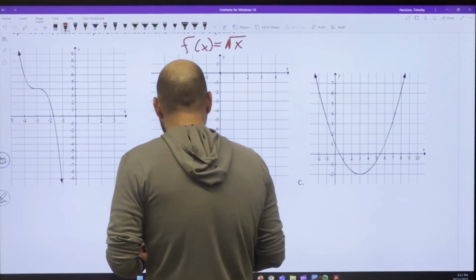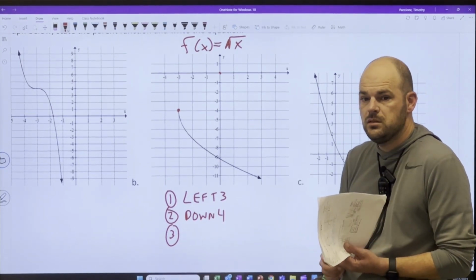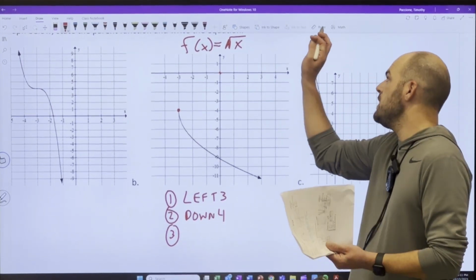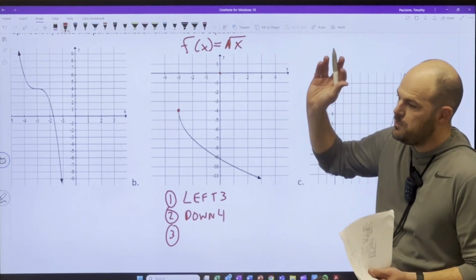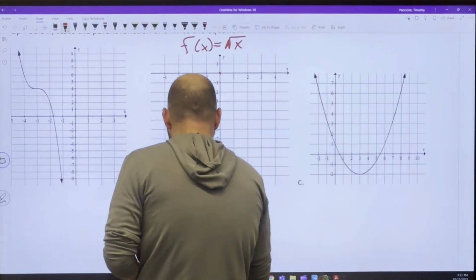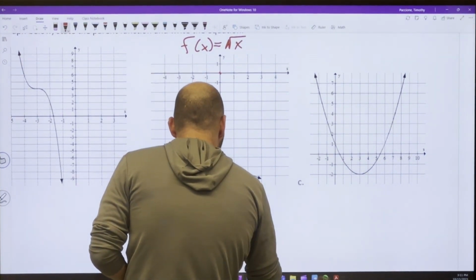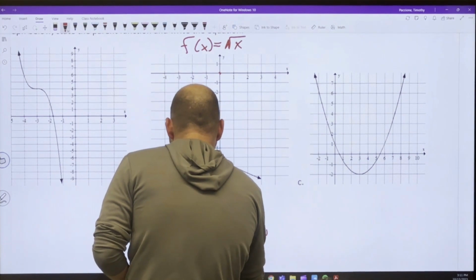The next thing I try to find is, well, did it flip at all? Yeah. Normally it goes like this, and now it's going like this, so it flipped. Over the x-axis, it flipped down.